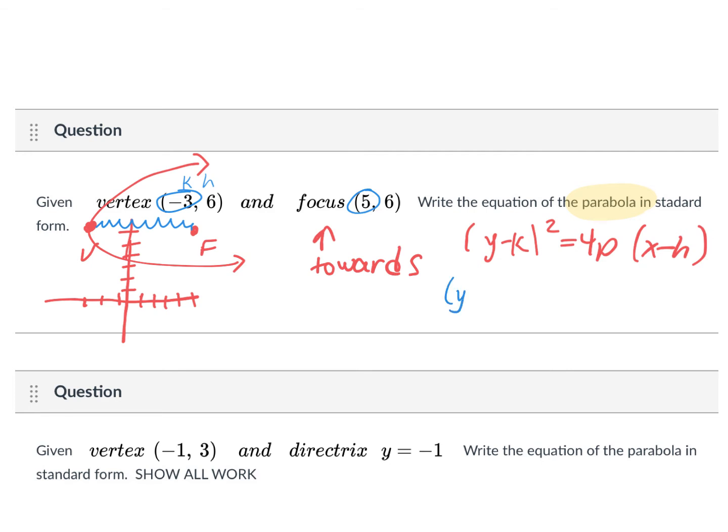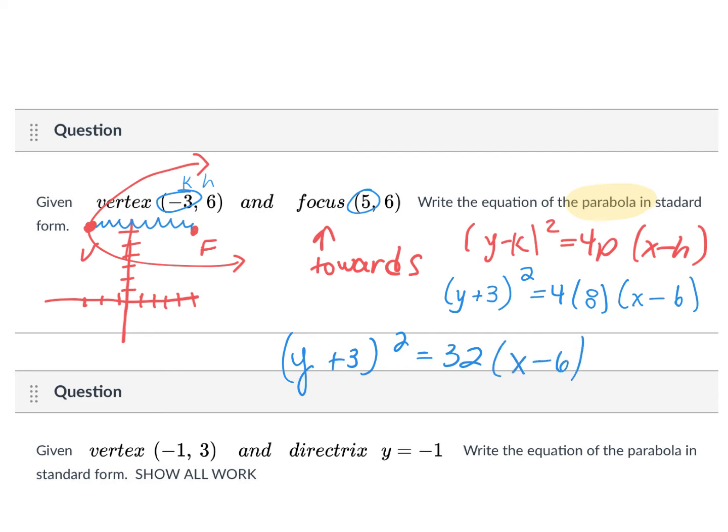So if I was going to fill this in, I have y minus k. My k is -3. So would you guys agree it's y plus 3 squared equals 4 times, what is the distance from the focus to the vertex? 8, times x minus my h value, which is 6. So your standard form of your parabola is (y plus 3) quantity squared equals 32 times (x minus 6).